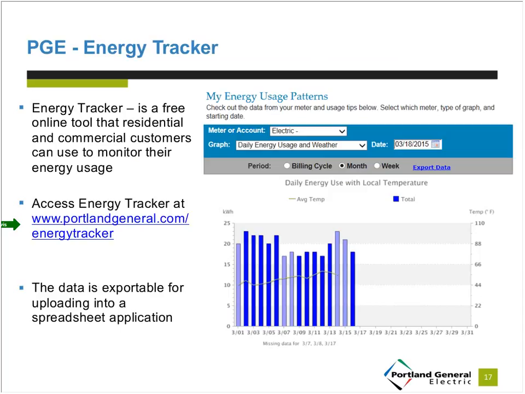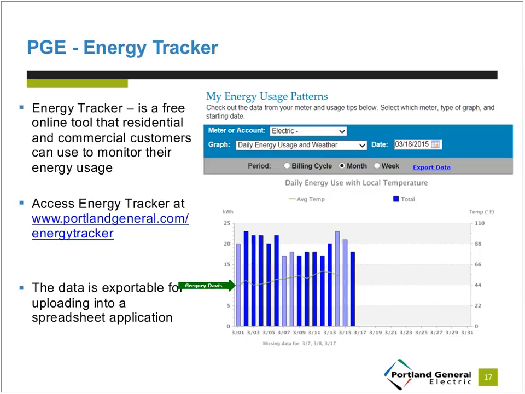You can monitor data either by the month or the week, or you can even do it daily, so you're looking at the information hourly as well. If you notice here, there's a little line where we're looking at the weather and comparing it to the energy usage throughout the month. In this particular case, we're looking at a monthly graph. The lighter bars are the weekends, the darker bars are the weekdays, and we can see the weather chart right here.